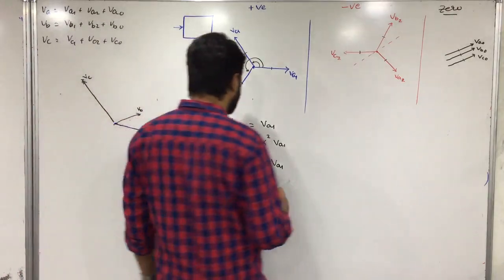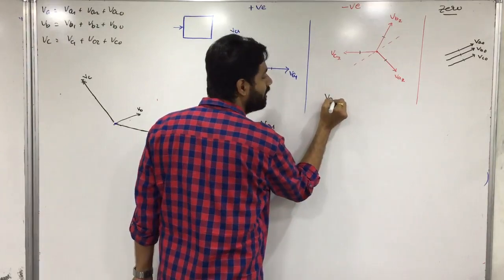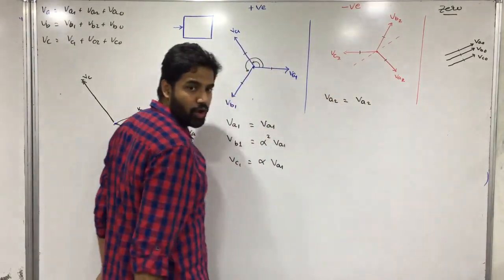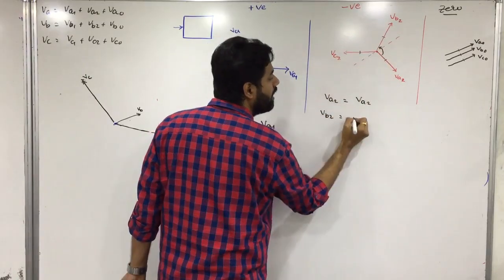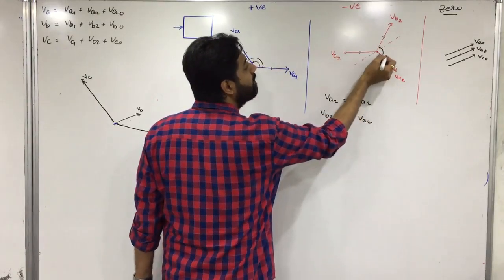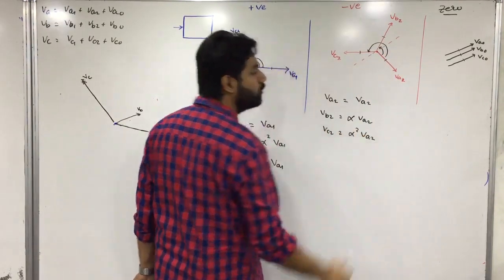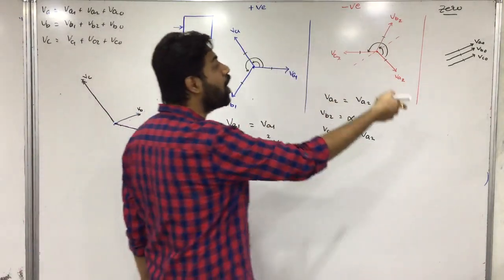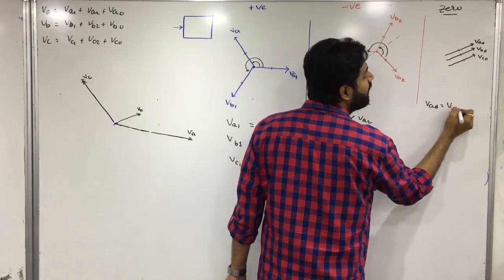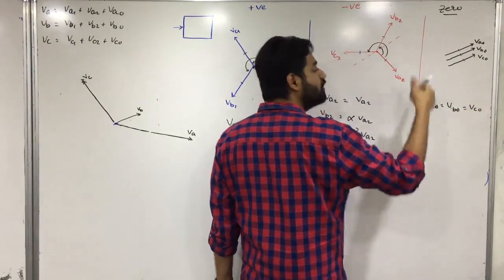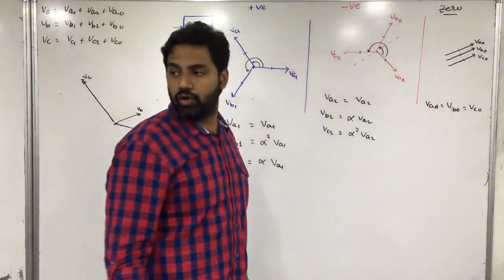Let's talk about the negative sequence. VA2 is equal to VA2. Now let's deal with VB2. VB2 is equal to alpha into VA2, and VC2 is equal to alpha square into VA2. Is it clear? Whereas for zero sequence, VA0 is equal to VB0 is equal to VC0. So VA0 is VA0, VB0 is also VA0, and VC0 is also VA0. Clear?